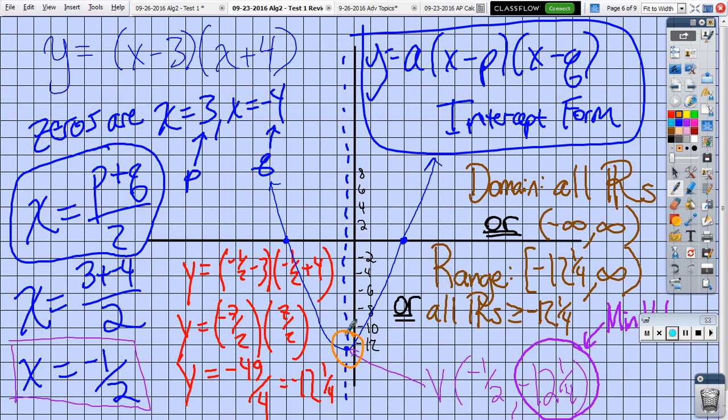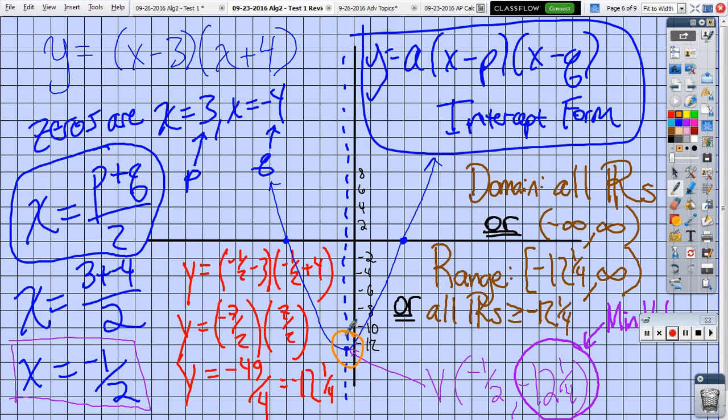Where did I get what from? The point? These 2 points? These I got from here. The fact that if I let x be 3, it would make the whole thing 0. Or if I let x be negative 4, it would make the whole thing be 0. And it's going to be given in the form already ready to go. It's not like you have to first factor this and then use the intercept form. No, it's going to be given to you like this.